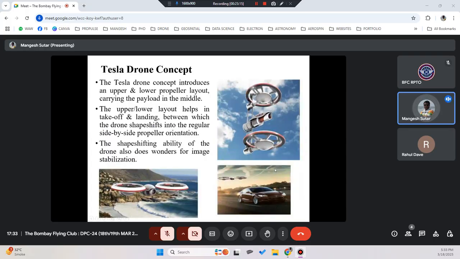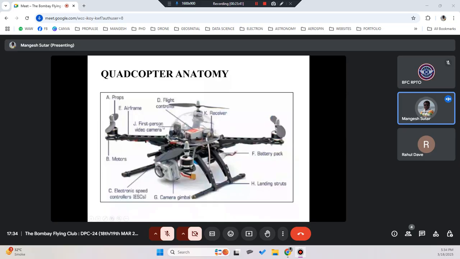Tesla has also come up with a design where it has introduced two popular drones that can shift or position themselves either horizontally or vertically, and accordingly fly autonomously. I have read an article on the shape-shifting ability of the drone, also wonders of image stabilization. I mean, it can have very stable images.